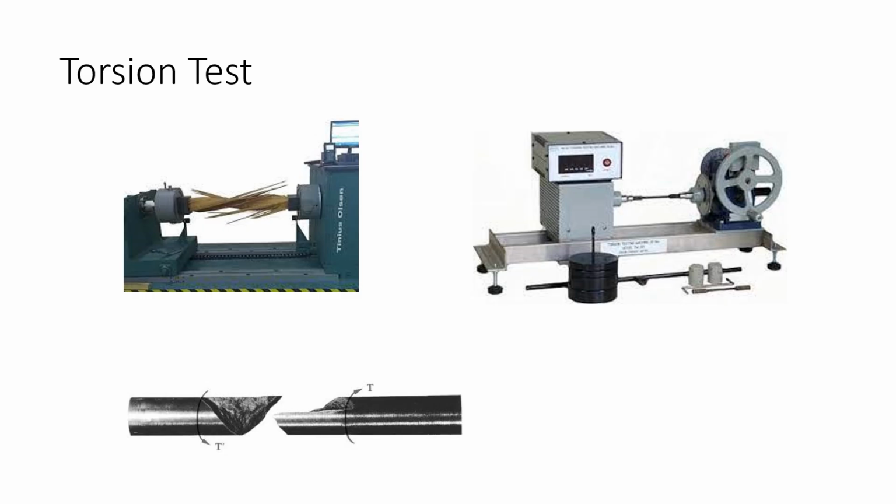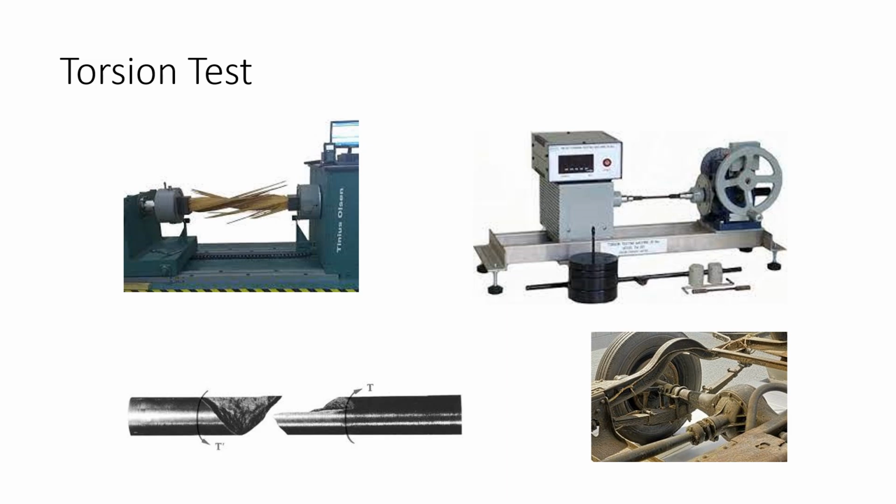So the torsion failure is when an object fails when it's twisted or under torsional forces, which are the result of applied moments that cause shear stress about the axis. A drive shaft is an example of a real object that might fail in torsion.